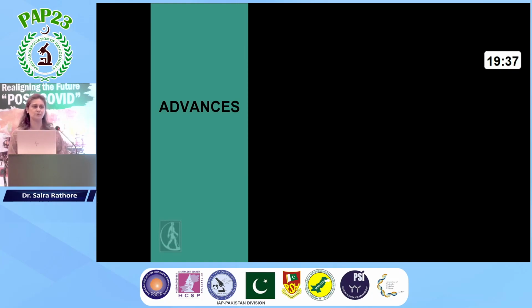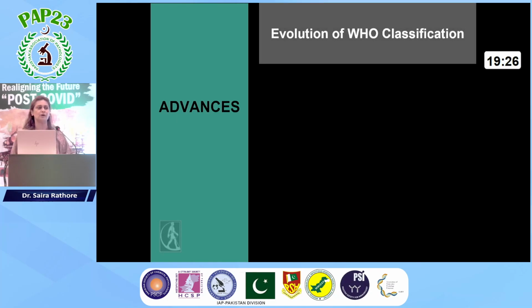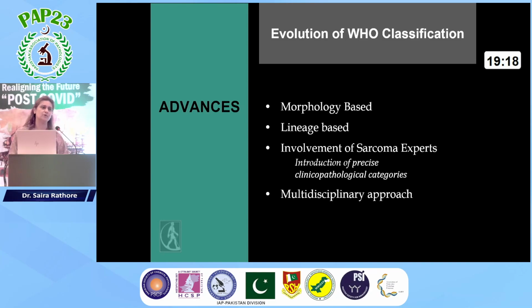As far as soft tissue tumors are concerned, we know that soft tissue sarcomas are a heterogeneous group of tumors with a wide range of differentiation and morphological diversity. The evolution of the WHO classification has always been a very slow process, evolving over decades. The earlier classification was largely descriptive and morphology-based, where the cell types were taken into account while classifying the tumors. So we had round cell sarcomas, spindle cell sarcomas. But with the passage of time, the line of differentiation was taken into account while describing the tumors, and then we came up with the lineage-based classification.